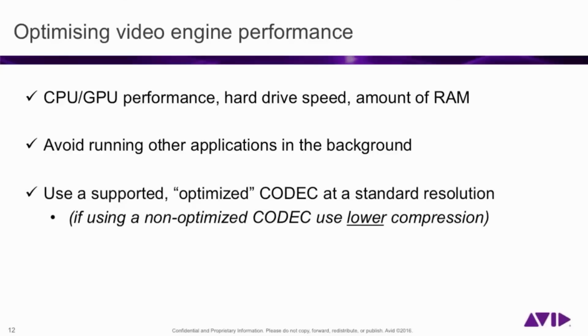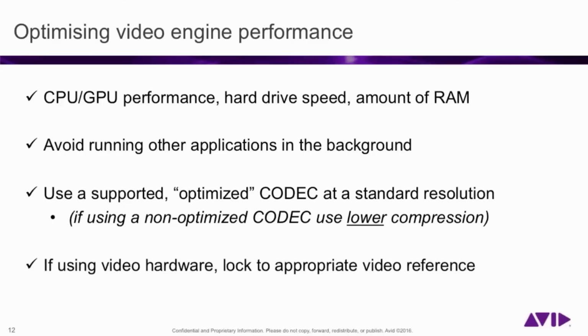Well, we've talked about this enough. Use a supported and ideally optimized codec at standard resolution. If a non-optimized codec is used, try to use lower compression. Makes sense. Lower compression meaning the file is going to be bigger because it's not as compressed, but the engine will have less work to do to decompress. If using video hardware, it must be locked to an appropriate video reference, just to ensure that the audio and the video are playing back in sync. That video reference obviously needs to be a common reference with Pro Tools, usually via sync.